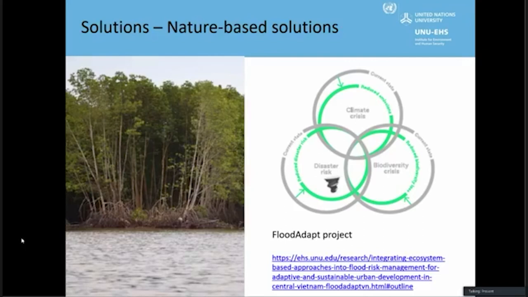We have in the institute a project looking at these kind of solutions. We not only look at the solution using nature-based approaches, but also look at how we can overcome barriers of local communities to adopt these solutions. What would be the barriers, and how can we create more buy-in in such solutions? Because people tend to go for the cheapest solution. So we need to really inform people how cheap solutions can result in bigger disasters.